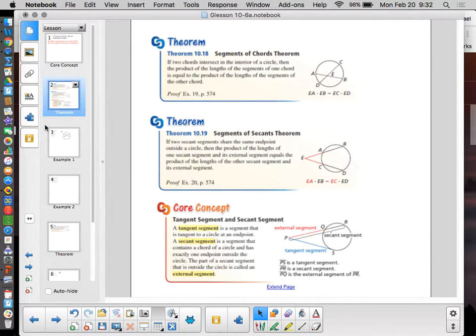This is what it looks like in actual theorem form. So we can look at the actual theorems here very quickly. Segments of chords theorem and segments of secants theorem. Not that important that you remember the names of these. We could talk about tangent segments and secant segments and external segments. They're going to use all those fancy words. Again, not that important that we remember those words. It's the concept that every one of these segments always goes back to the point of intersection. In this case, it's P. In this case, that was E.